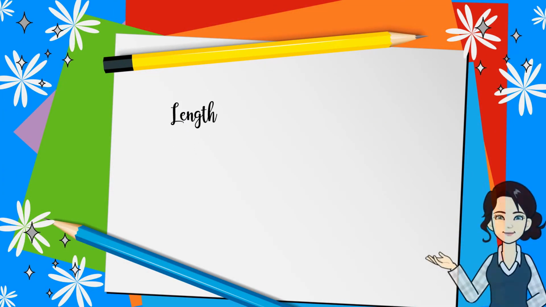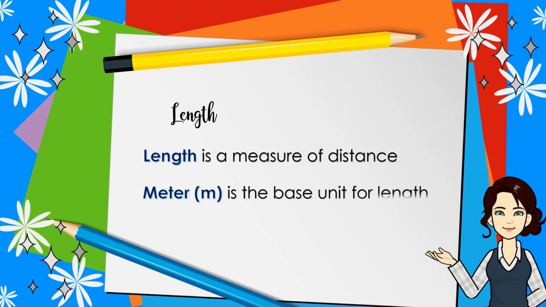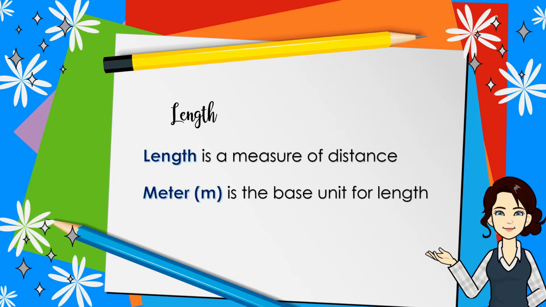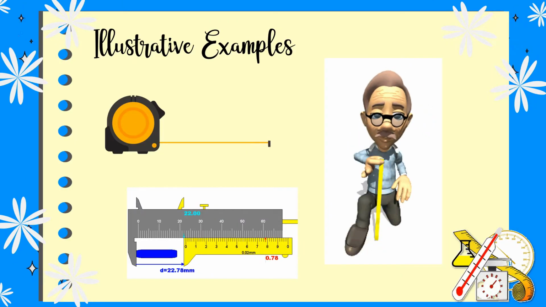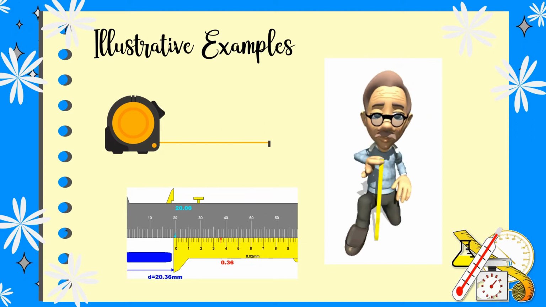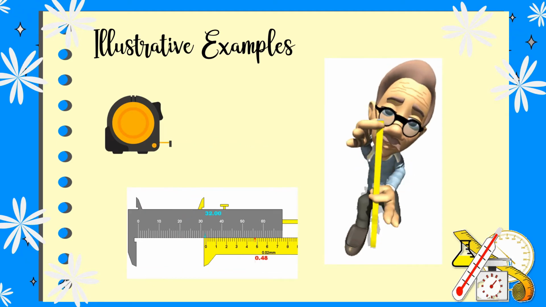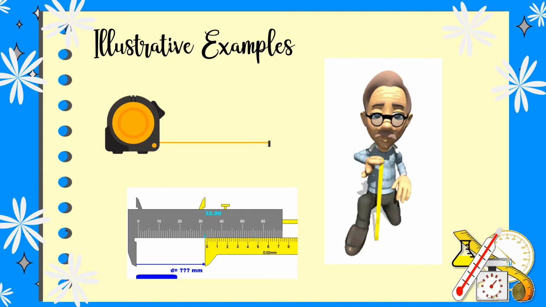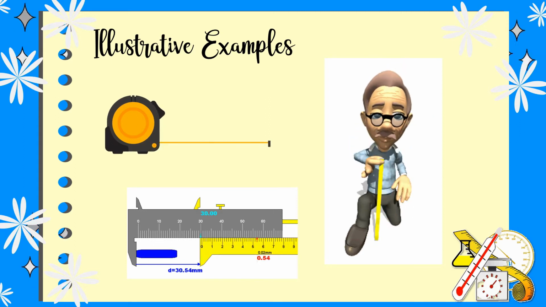Pag-usapan natin ang length. Length is a measure of distance. And sa metric system, meter, abbreviated as a small letter m, is the base unit for length. Here are some examples of the tools that we use in getting the length of an object. Suriin natin sila isa-isa. Nakita nyo ba kung paano sila ginamit? Ayan, tara, aralin natin kung ano yung iba't ibang unit of measurement for length ng metric system.